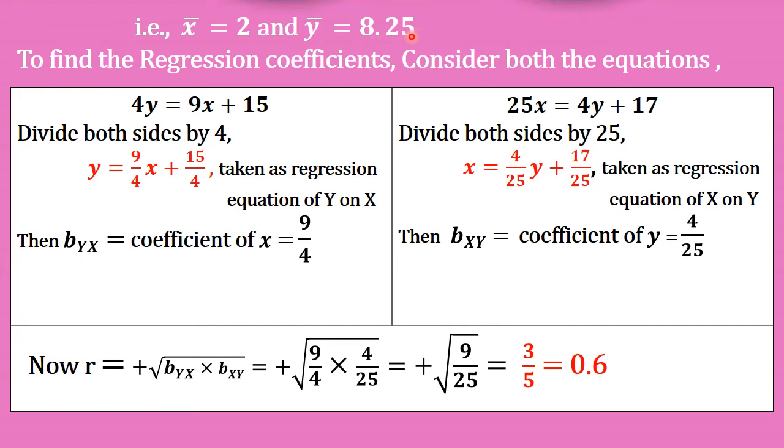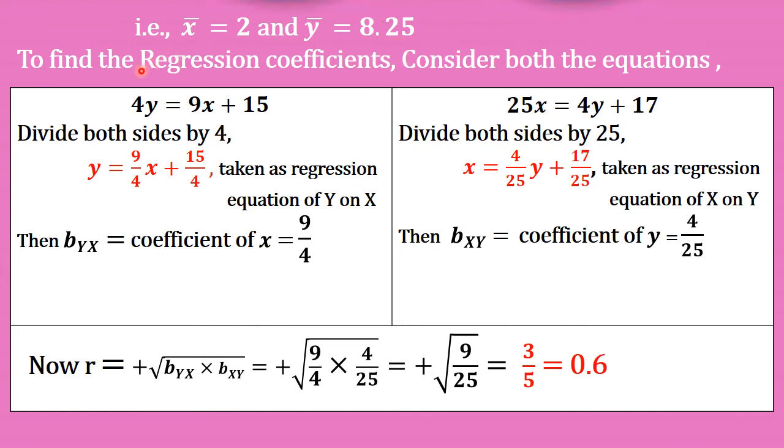We know that the ordered pair (x bar, y bar) is the common point on both the regression lines. So we can consider x bar is equal to 2 and y bar is equal to 8.25.